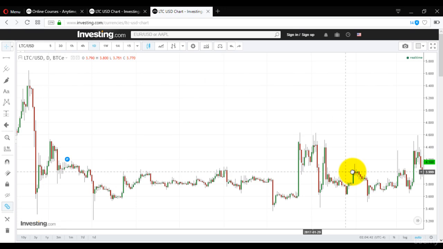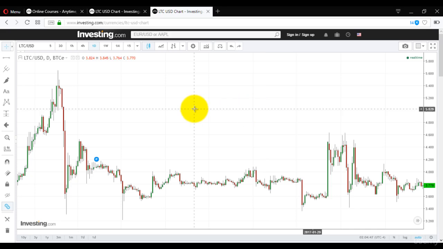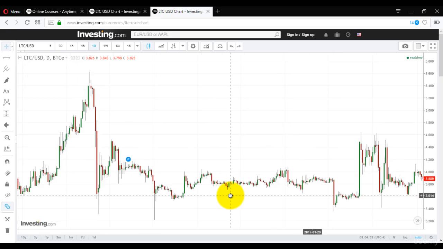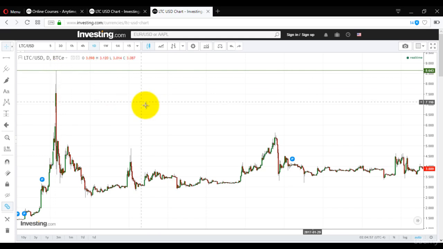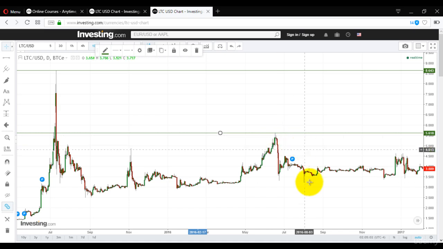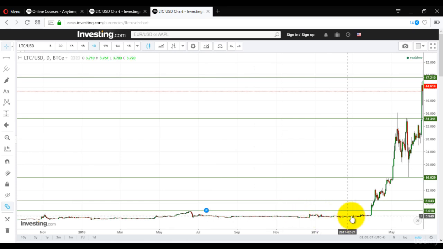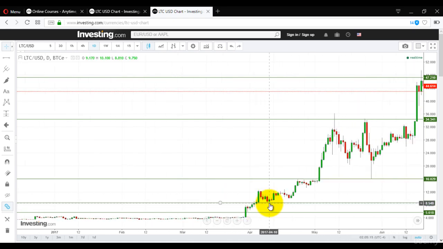If we move out, let us zoom out. Yeah, right here. It was the exact same level. Now I am making a line on this high. And let us zoom in right here. So it rose up, fell off, but took support at the exact same level.